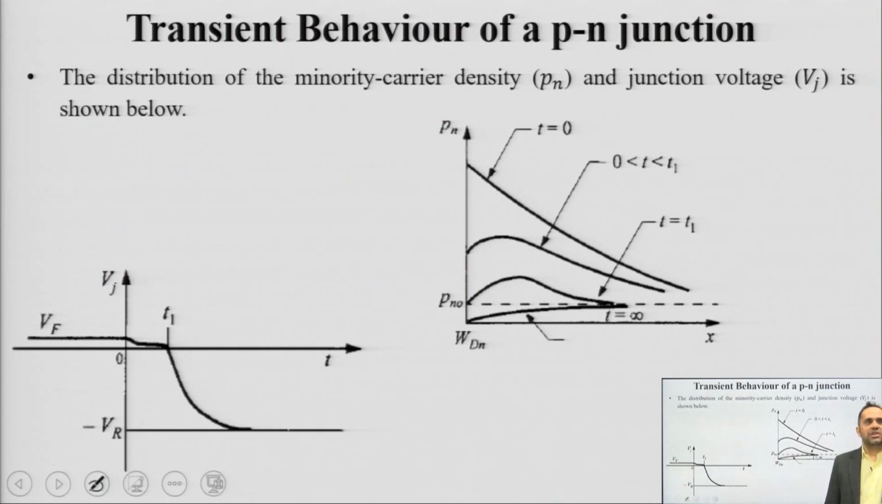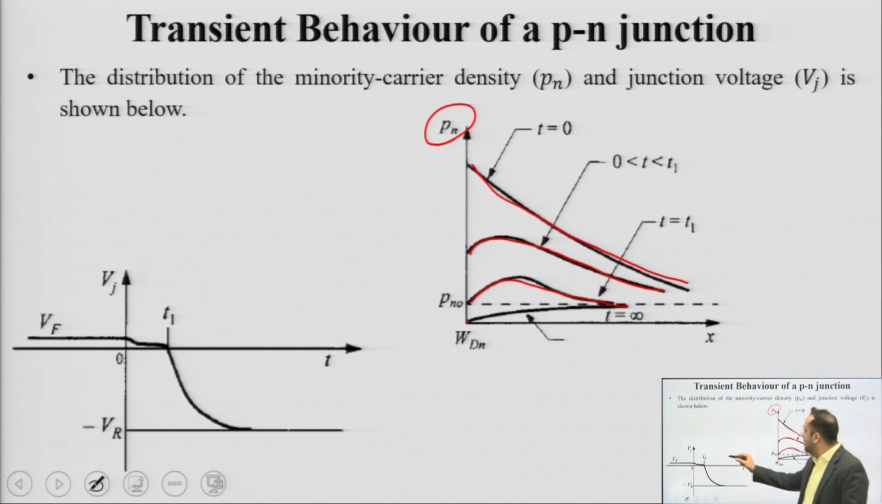Okay. So, the distribution of minority carrier density and junction voltage is shown here. This is the minority carrier density of holes on the n side with respect to distance, starting from the depletion region width on the n side. When t equals 0, this is the trend it shows. Between 0 and T1, this is the trend, and at t equal to T1 this, and as t increases this concentration is reducing. So, you are removing the injected minority charge carriers.